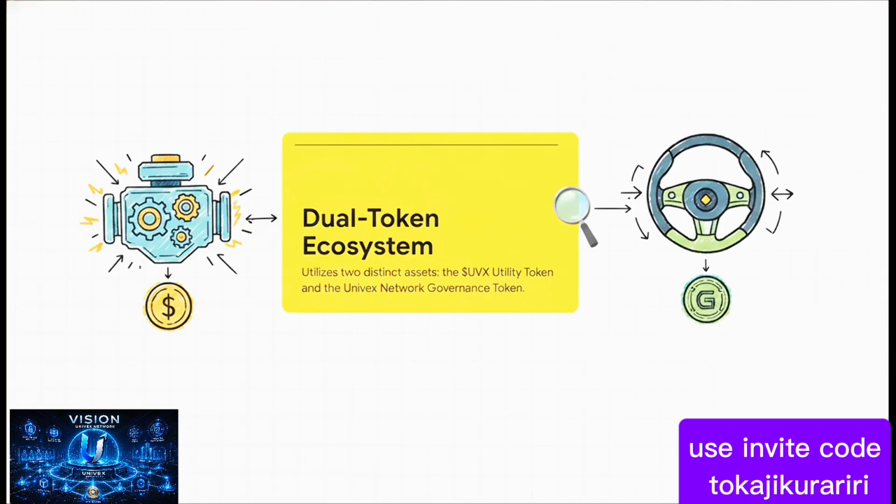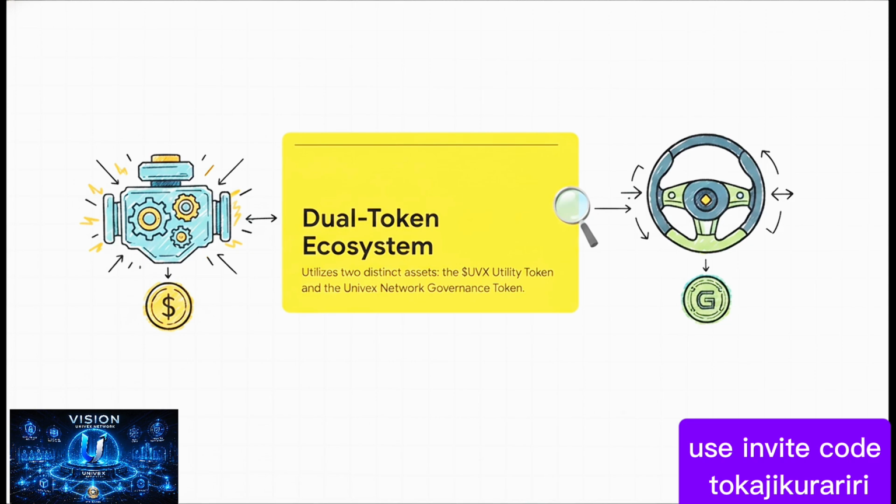To really grasp what Univex is building here, we have to talk about the dual token ecosystem concept. Historically, we've seen so many projects try to make a single token do absolutely everything. But, well, when one token is your medium of exchange and your governance asset, it almost always leads to a compromised network. Think about it.